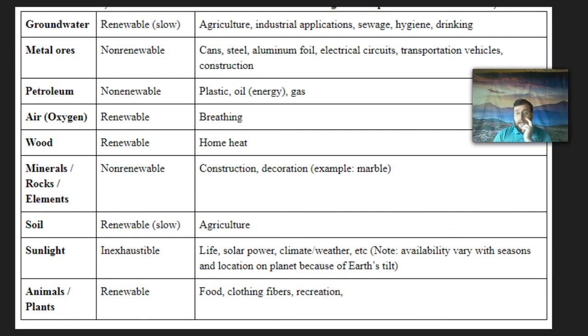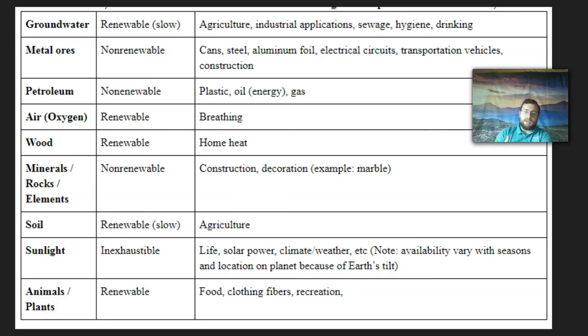They also have air. Air is a resource, renewable. We obviously use that for breathing. We use wood for home heat and for construction purposes. We use minerals and rocks and elements that we mine for construction and for decoration, like marble is a great example of that. Marble countertops, marble statues, right? We use the soil, which is renewable, for agriculture. And by the way, wood and soil are renewable because you can plant trees again.